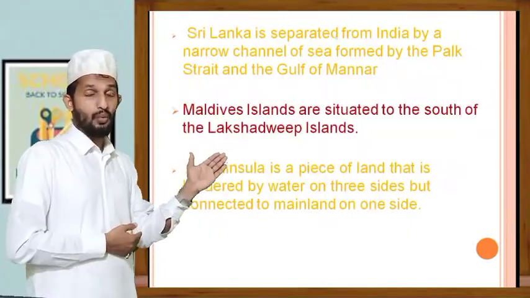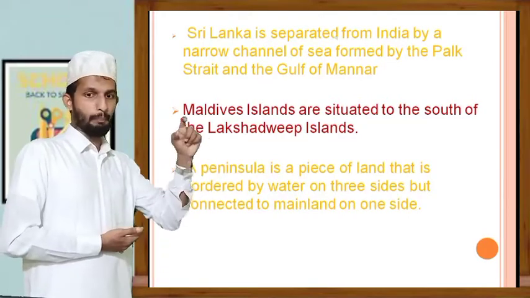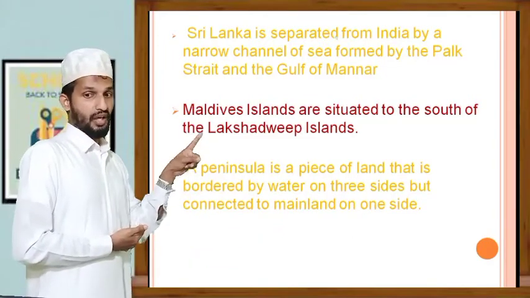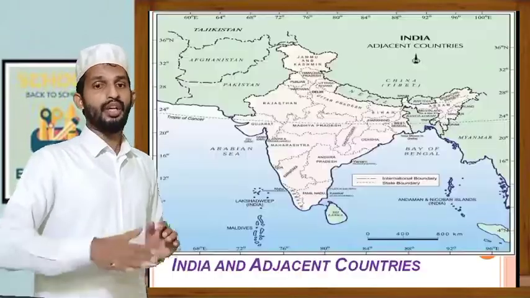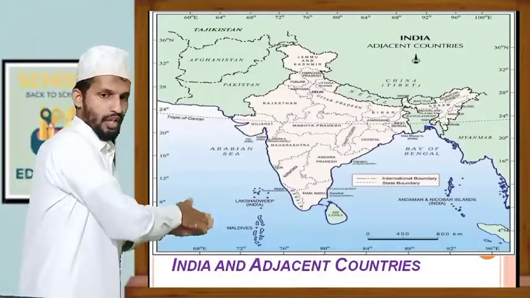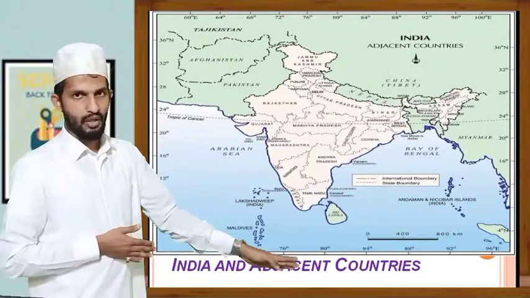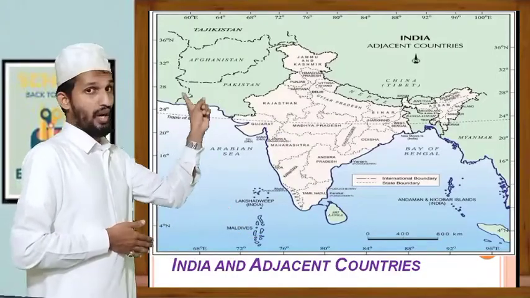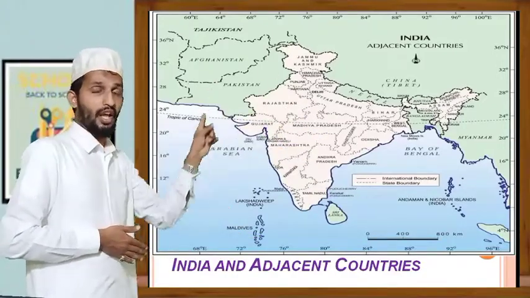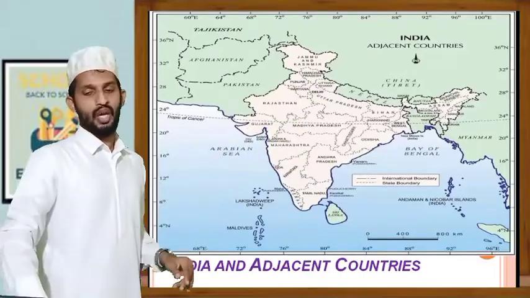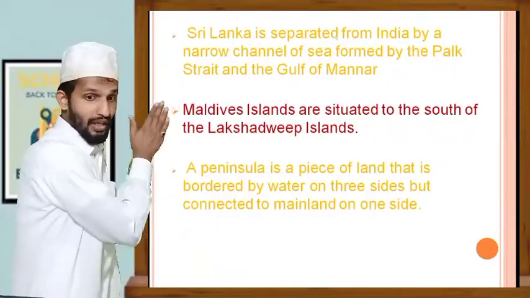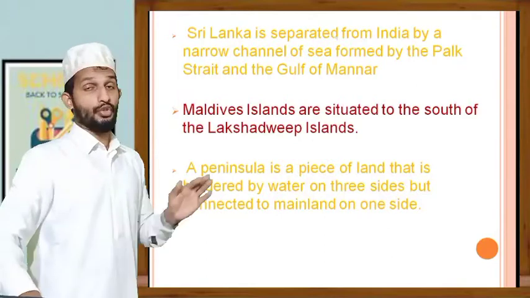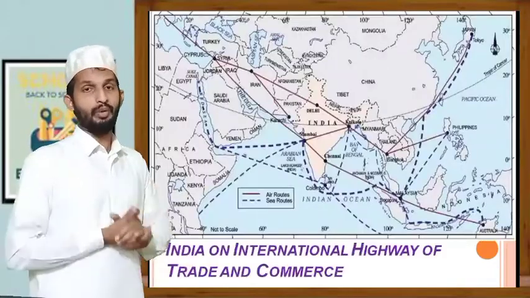And the peninsula. What is a peninsula? A peninsula is a piece of land that is bordered by water on three sides but connected to the mainland on one side. So India is a peninsula because three parts of India are the Arabian Sea part, the Indian Ocean part, and the Bay of Bengal part. Three sides are covered by water and one side by land. So the Indian area is called what? A peninsula. A peninsula means it is bordered by water on three sides and land on one side.